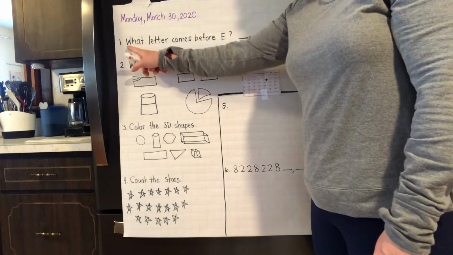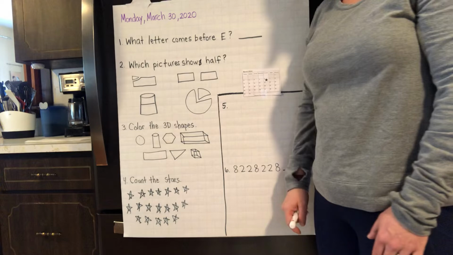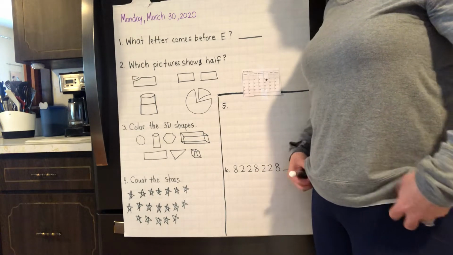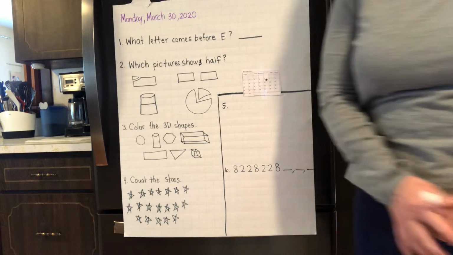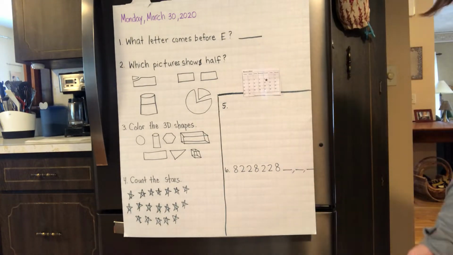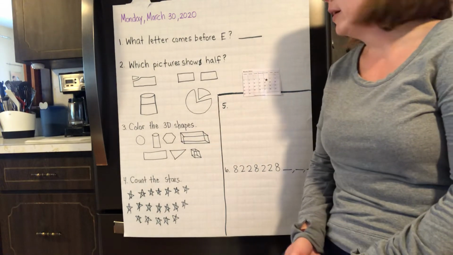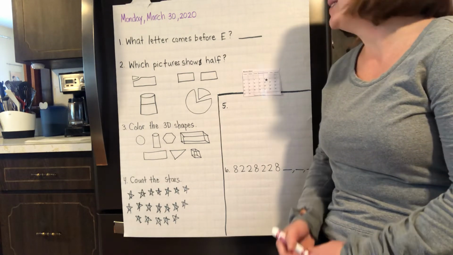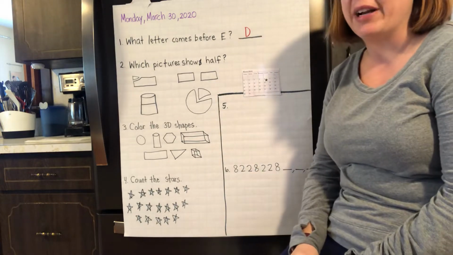Okay, number 1 says, what letter comes before E? So think of your alphabet. We're singing the ABCs. What do we say before E? Did you hear yourself? Before you say E, A, B, C, D. Then you say E. So you should be writing D.